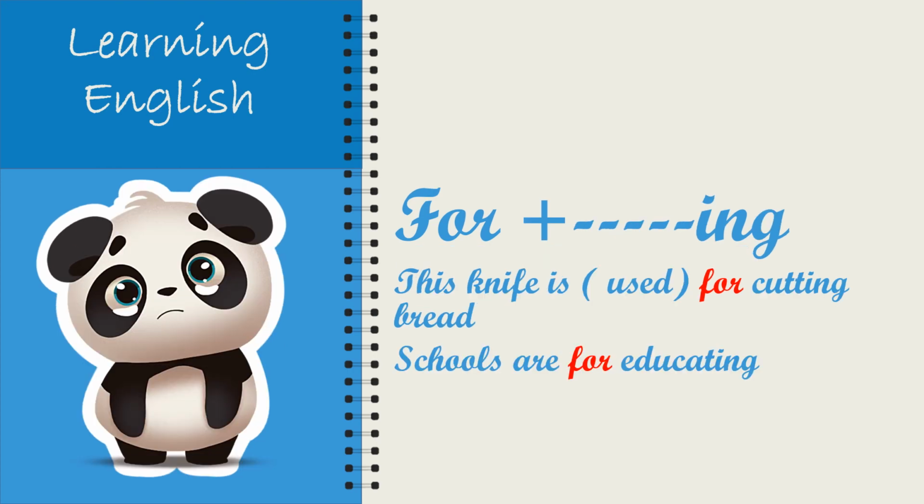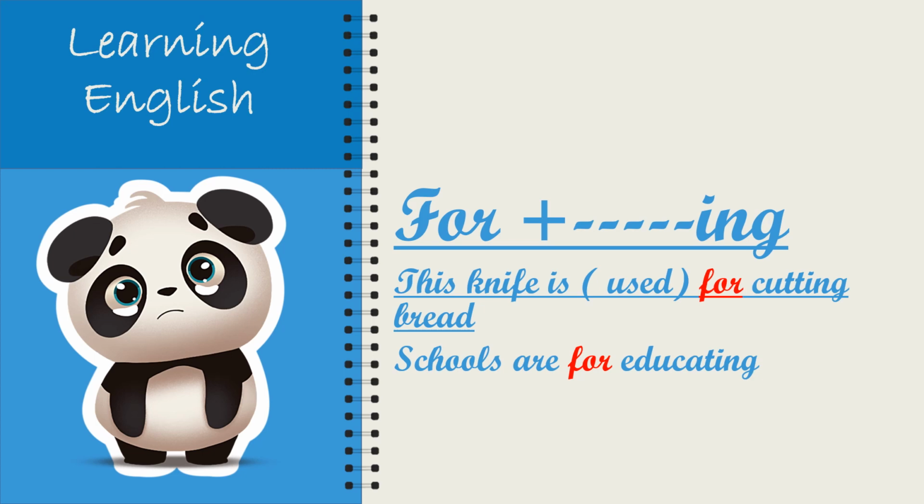And here we've got a structure that can cause confusion, and I have heard many people use it in a wrong way. When we use for plus a gerund, we want to talk about the function of something or how something is used. As you can see, the verb use can be there or can be implied in the meaning. The knife is for cutting bread. The knife is used for cutting bread.